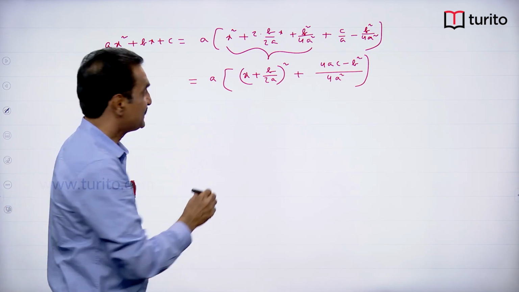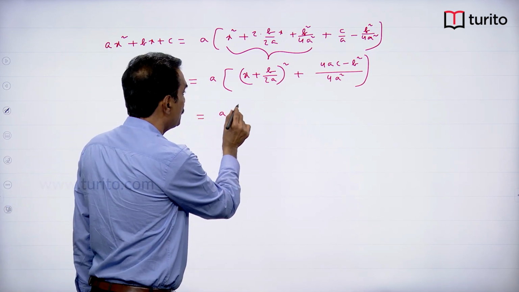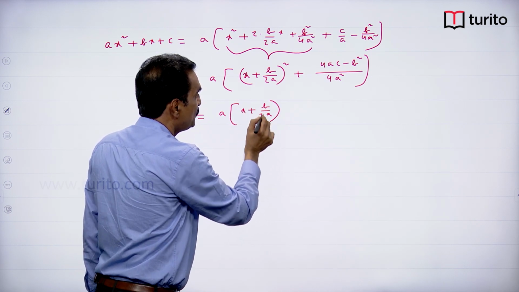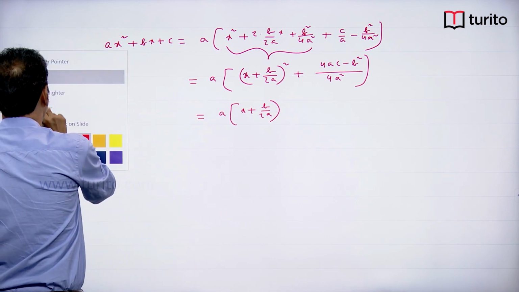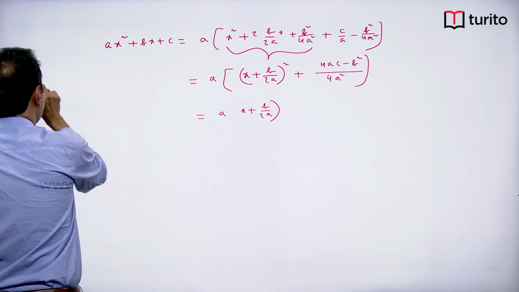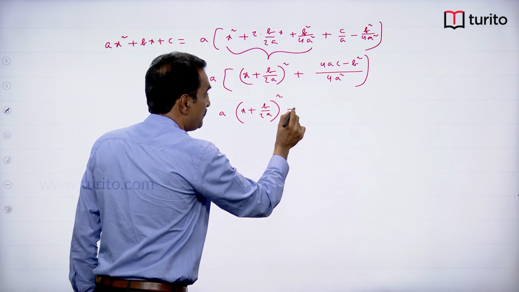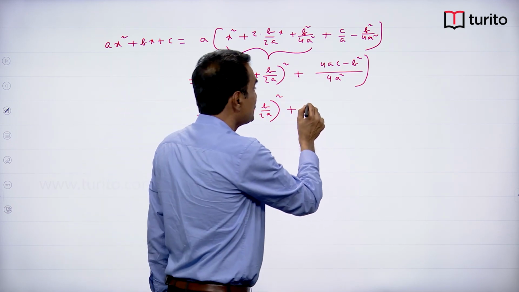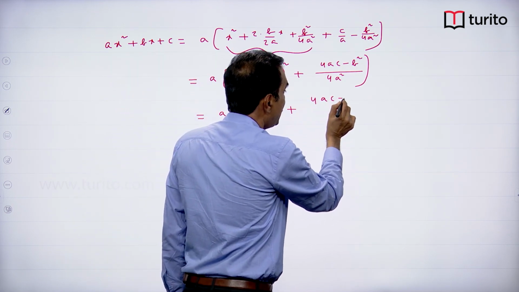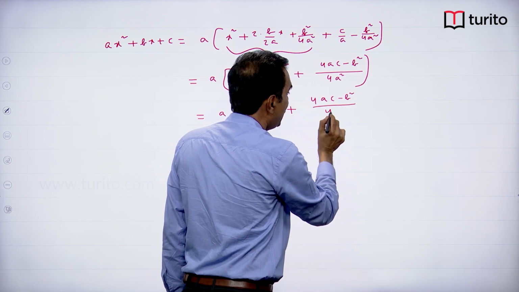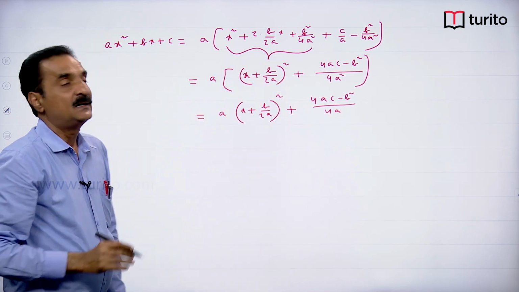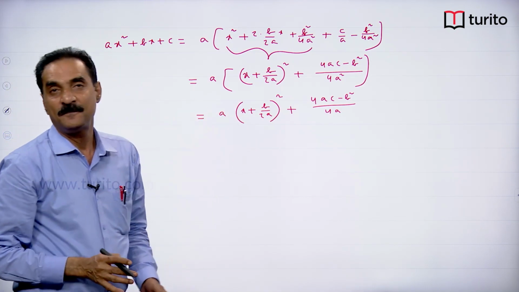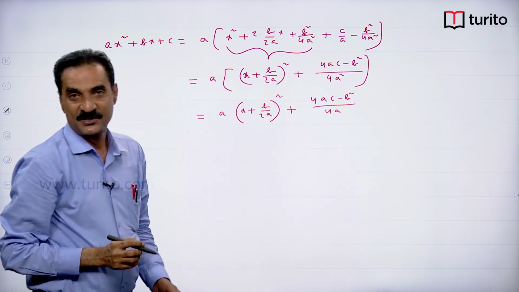Now, you can write it as a into x plus b by 2a whole square plus, multiplying by a, the second term becomes 4ac minus b square by 4a. Okay. Now, we want the minimum value of this quadratic expression.